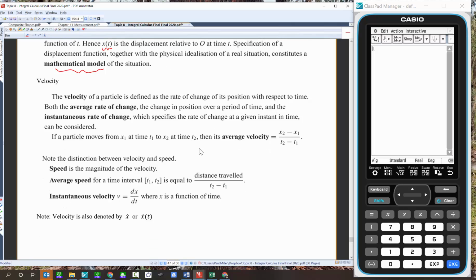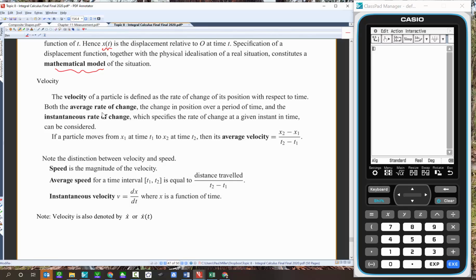All right, so what's velocity? We need to make sure that when we talk about velocity, we don't say velocity or speed. They are very different things. Velocity is velocity and speed is speed, and they should never ever be used interchangeably. The velocity of a particle is defined as the rate of change of its position with respect to time.